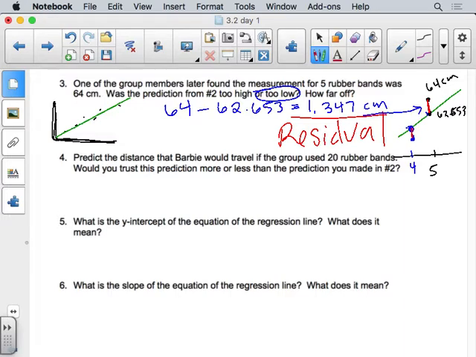It can be a positive or a negative value. On this one, our residual was positive 1.347 because I was above it. Let's say this one was 0.5, so this would be a negative 0.5 centimeter residual. If your actual value is below the line, it's a negative residual. If your actual value is above the predicted line, then it's a positive residual. And the formula for a residual is your actual value minus the predicted.